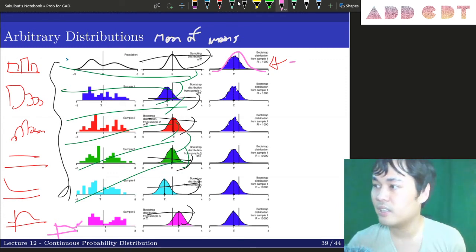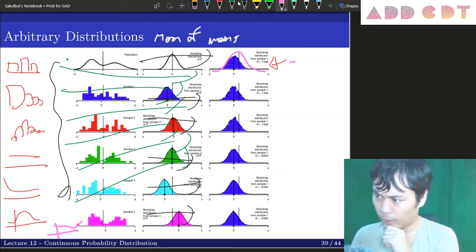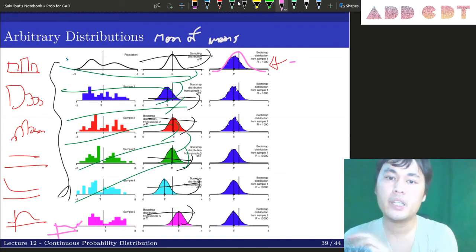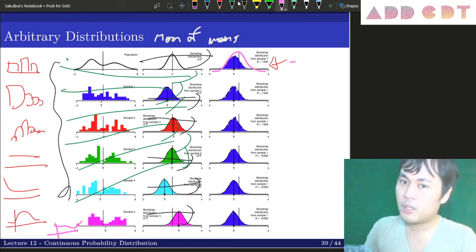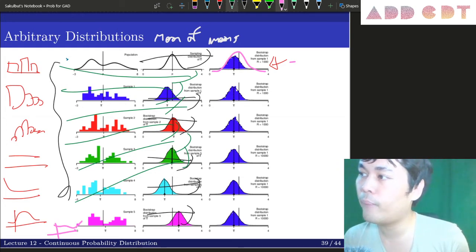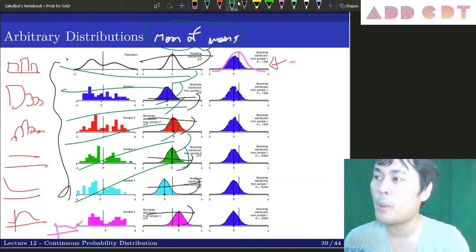Mind blown, I hope. So this is the main reason why we pick this particular curve to be the normal distribution, because this is the curve that we get from the mean of the means from this particular theorem.